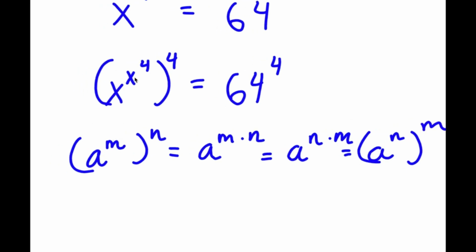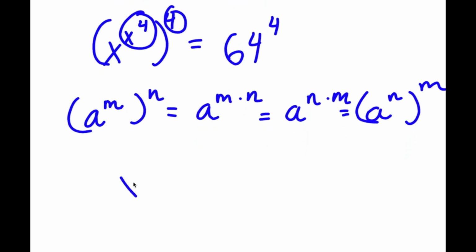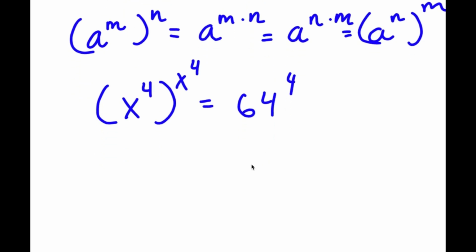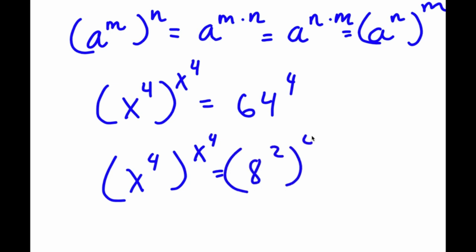So we have x to the power of x to the power of 4, to the power of 4. And we can think of x to the power of 4 as m and 4 as n. So if I switch these two places, I get x to the power of 4 to the power of x to the power of 4 is equal to 64 to the power of 4. Now 64 is the same thing as 8 to the power of 2. So now I have x to the power of 4 to the power of x to the power of 4 is equal to 8 to the power of 2 to the power of 4.